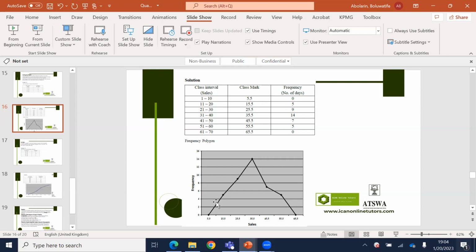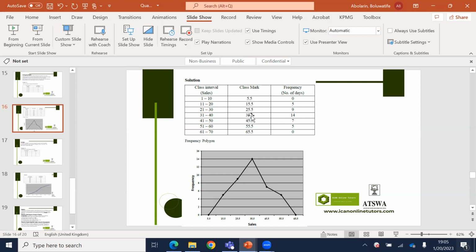Now when you want to plot the first one, 5.5 has frequency 0. So you come to 5.5. Where is the 0? 0 is on this line. That's why you see a dot here. The second one, 15.5, is 5. So you trace it to where 5 is. That's why they put this dot in the middle. The next one is 25.5, which is 9. You come to 25.5 and trace it to where 9 is. That's why they approximated 9 to be here. We put a dot. We are not drawing the line yet.